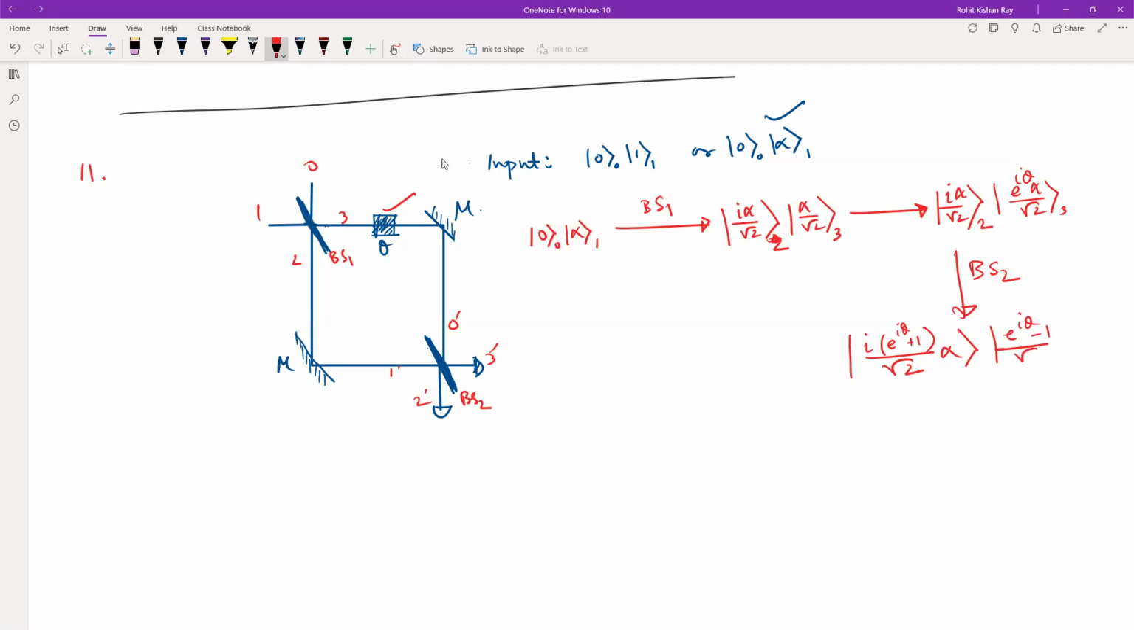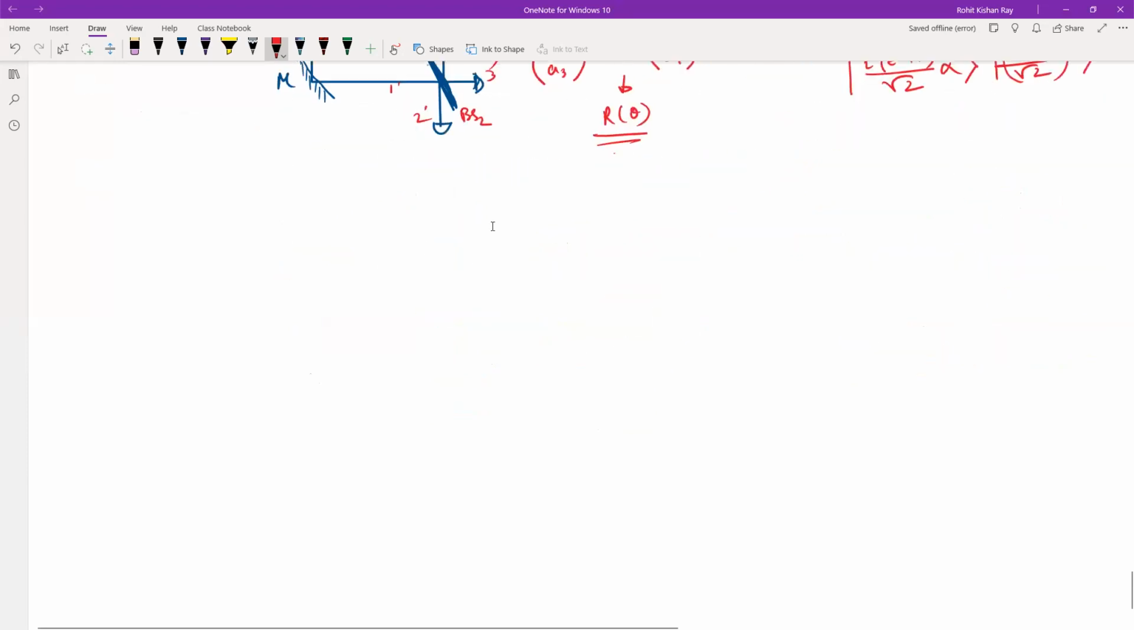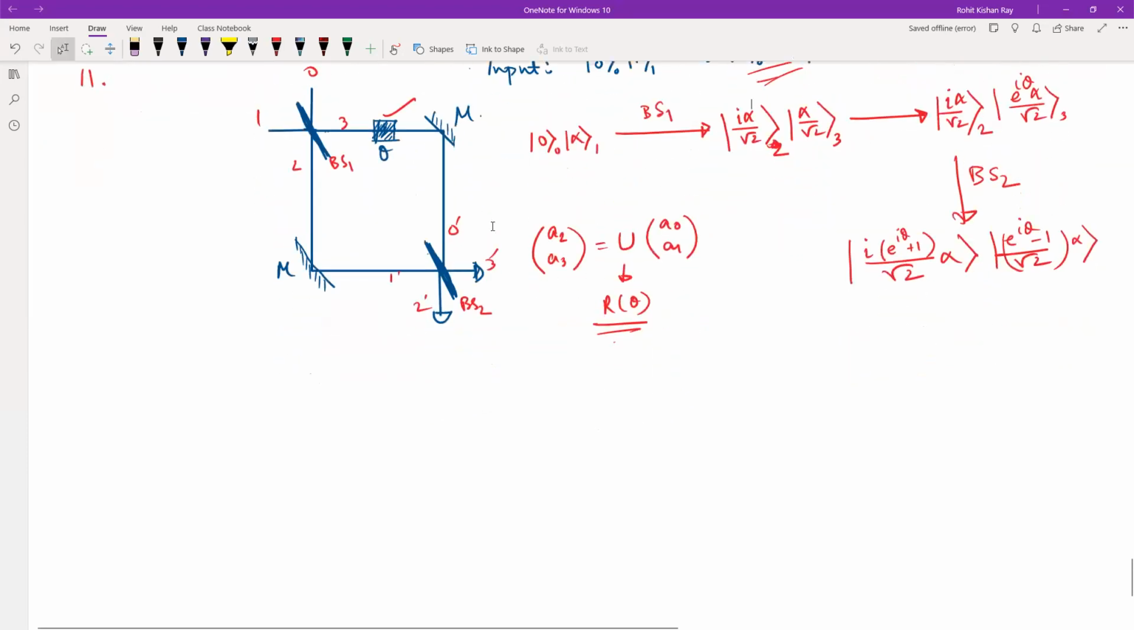So yeah, at each step you use the beam splitter operation, which was defined to be a unitary matrix relating A2, A3 and A0, A1, right? Anyway, this is what it is for this case. Yeah, and for the single photon case, I'll try to keep the image here.